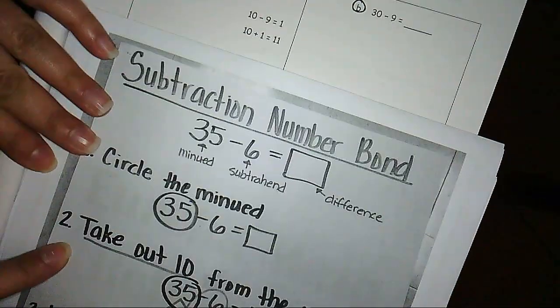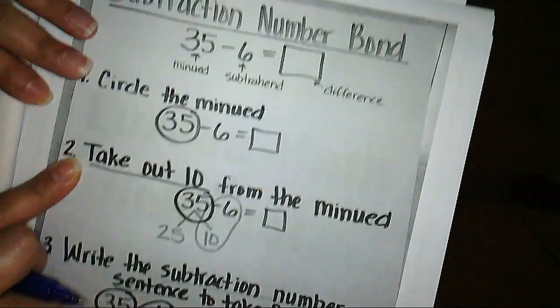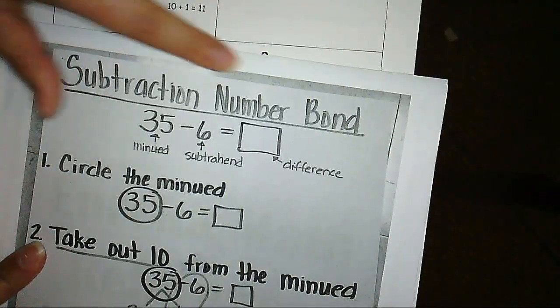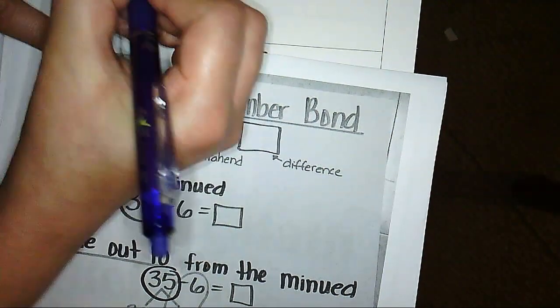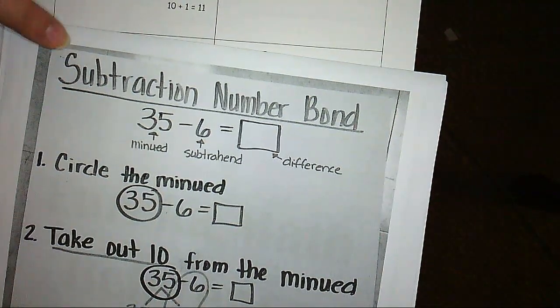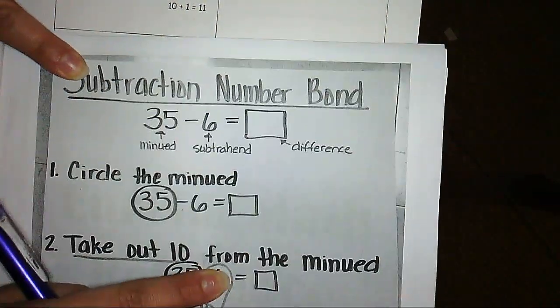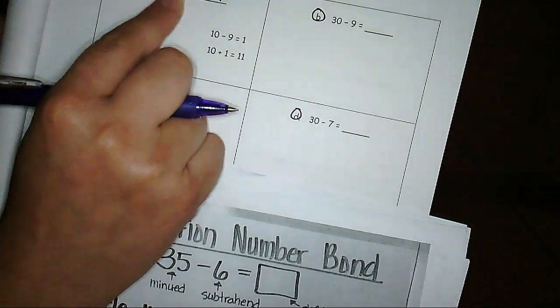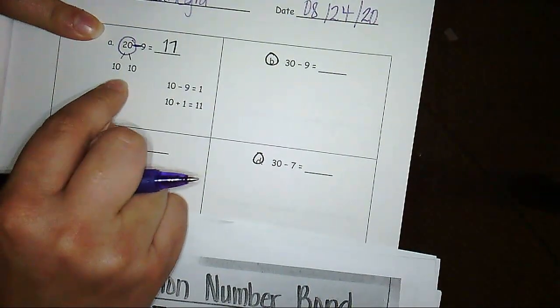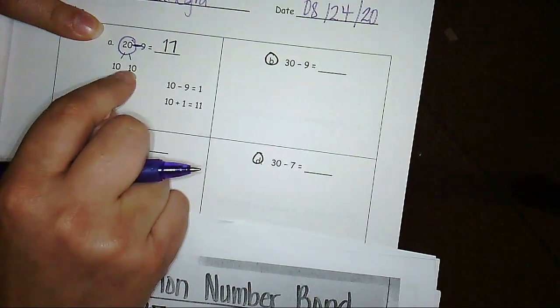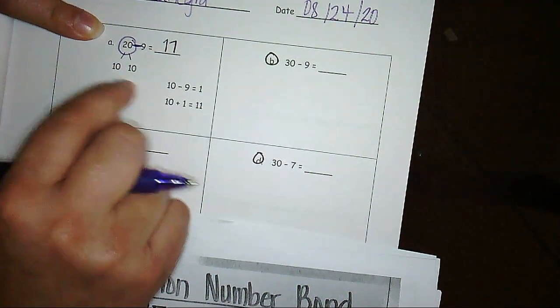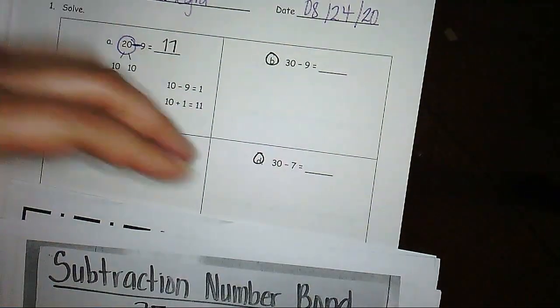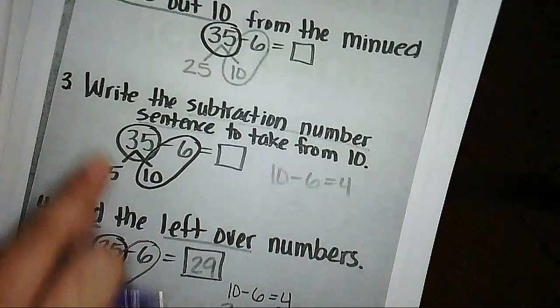Then from that same one, be very careful. This is subtraction. And I can tell because I'm looking at the sign. I take out 10 from the big number. Did they do that? Let's check. They took out 10. Yes, they did. Because 10 and 10, when they make up 20. So great job. They did step number 2.